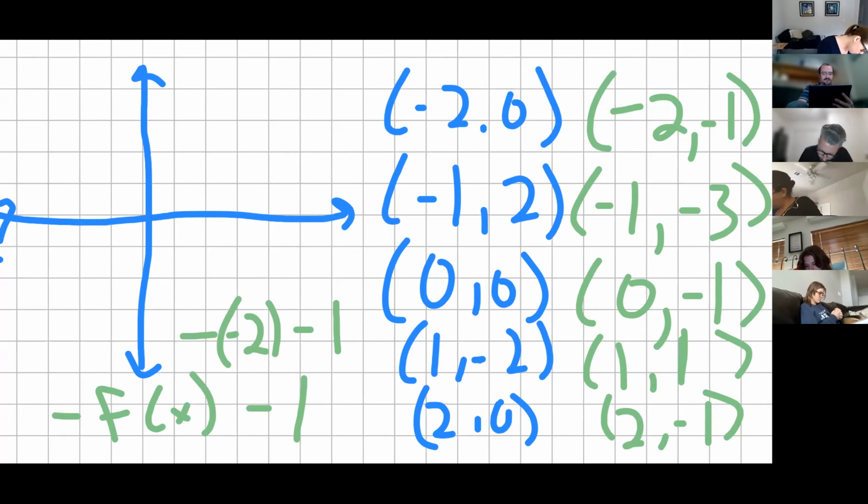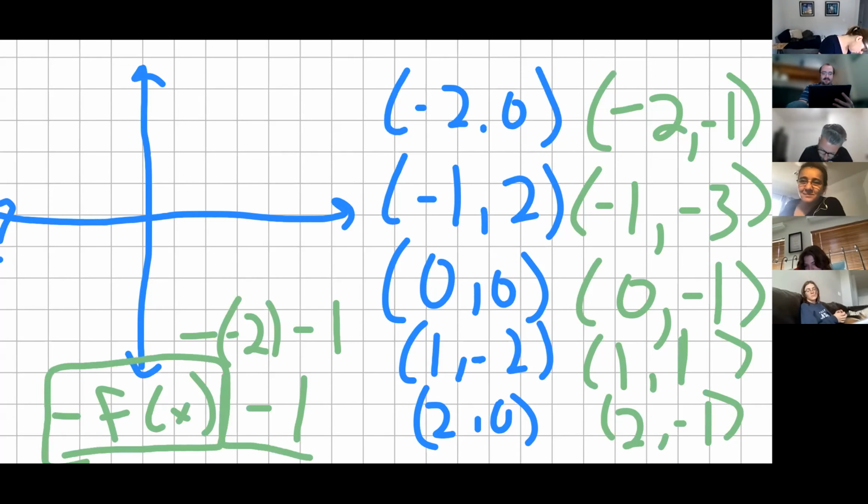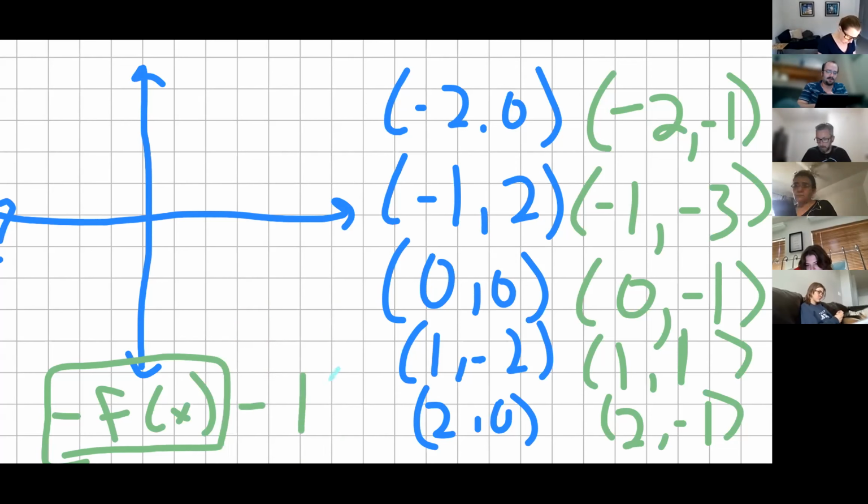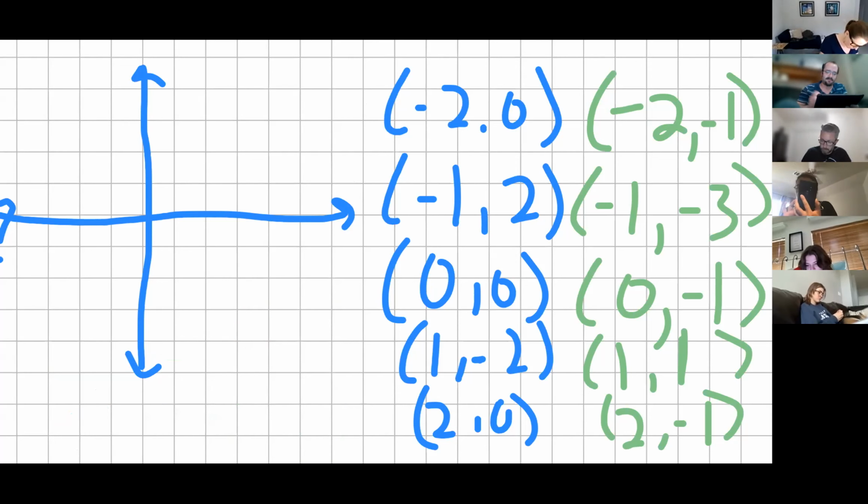So what this should have done, and we talked a little bit about it, is a flip and down 1. If it doesn't have that minus 1, it's just a blank number. That's when you're just flipping the sign on the y. That by itself is the flip. This is the down 1. And so now I have 5 points I need to graph.